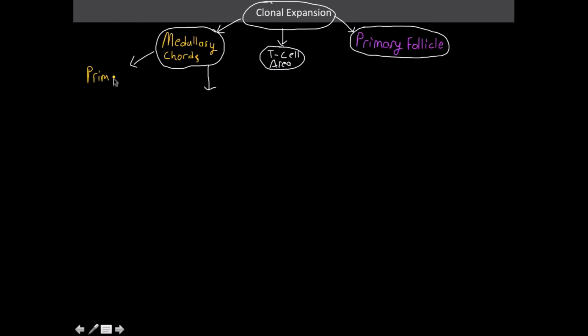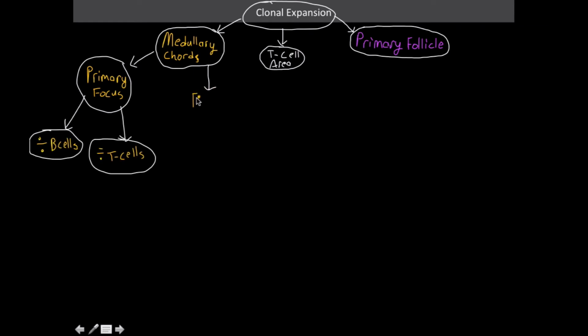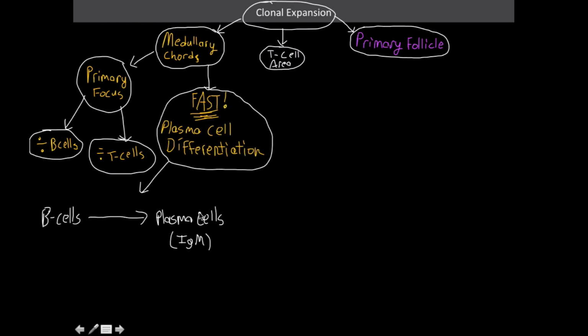Inside the medullary cords, we have the primary focus. One of the things that I was going to say about this is that we have dividing B cells and dividing T cells. One of the events that we have happening also in the medullary cords is very, very fast responses of differentiating B cells into plasma cells that are going to be making IgM antibodies. The B cells differentiating into plasma cells, this is really just the IgM type.